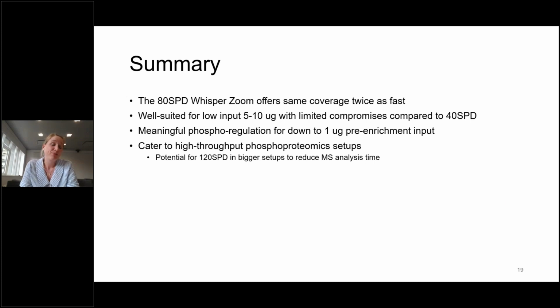So with that, the brief summary is that with the 80 SPD Whisper Zoom, it can really offer the same coverage, but twice as fast. It's well suited for low sample amounts, and it has a limited compromise compared to the 40 SPD Whisper. We also see meaningful phosphoregulation down to 1 microgram pre-enrichment input, and the method caters to high throughput phosphoproteomic setups. And I also see here the potential for the 120 SPD in bigger setups in order to really reduce the MS analysis time required.